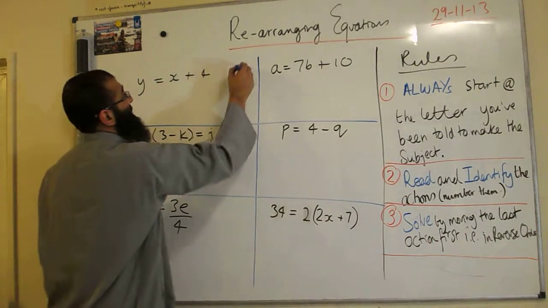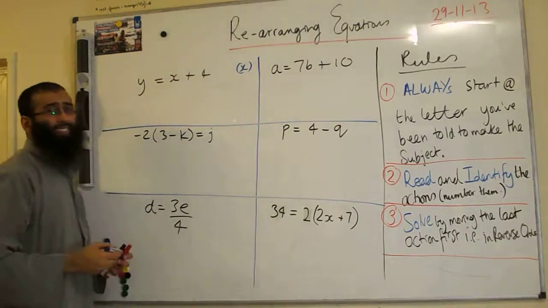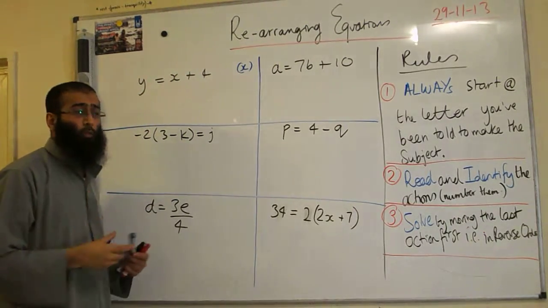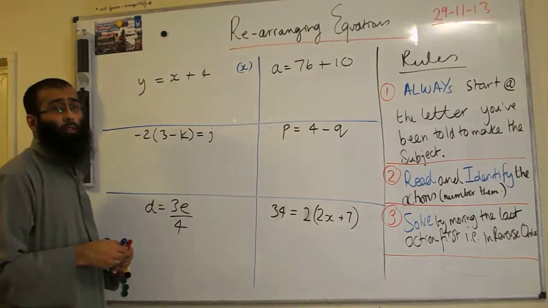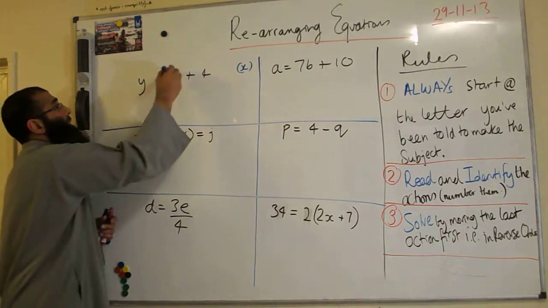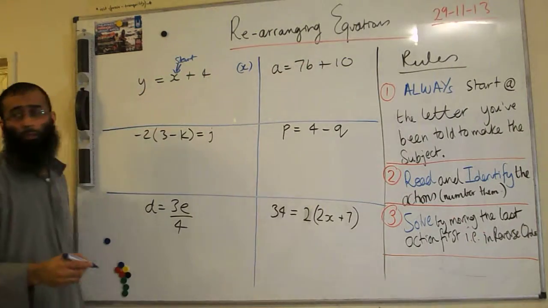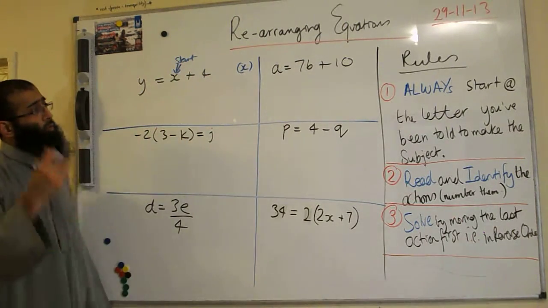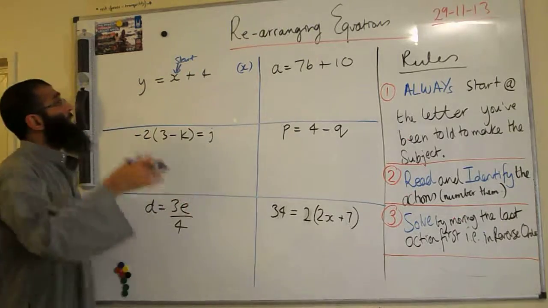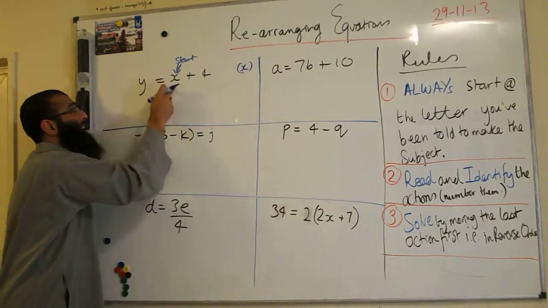So in this particular question, we've been told to make X the subject. We're starting off with something nice and straightforward. So I'm going to put a line down here. I'm going to write down start for each question. I'm going to follow the rules. The rule goes: always start at the letter you've been given. We have to make X the subject and start by looking at X.